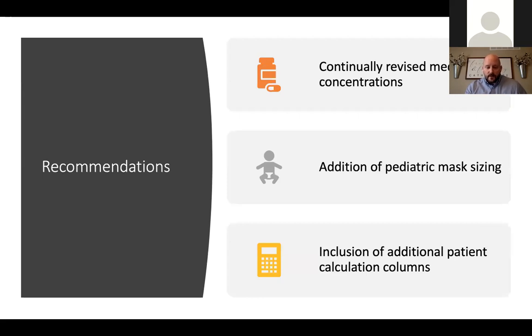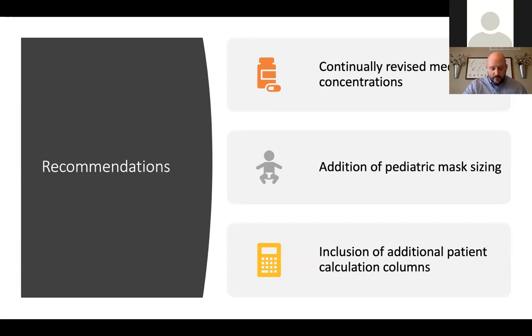A couple recommendations that I've made based on this project. First being to continually revise medication concentrations. Due to factors beyond the control of myself or the research team, such as changes in manufacturers or supply chains, medication concentrations should be continually updated based on availability at the implementing institution. Also, the addition of pediatric mask sizing or oxygen mask sizing. I definitely do support adding such a chart to the PAWS tool to guide users in selecting the appropriately sized pediatric oxygen mask.